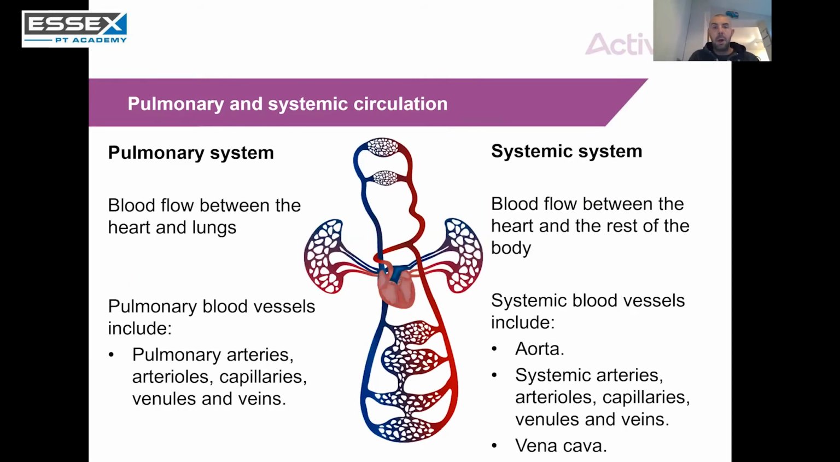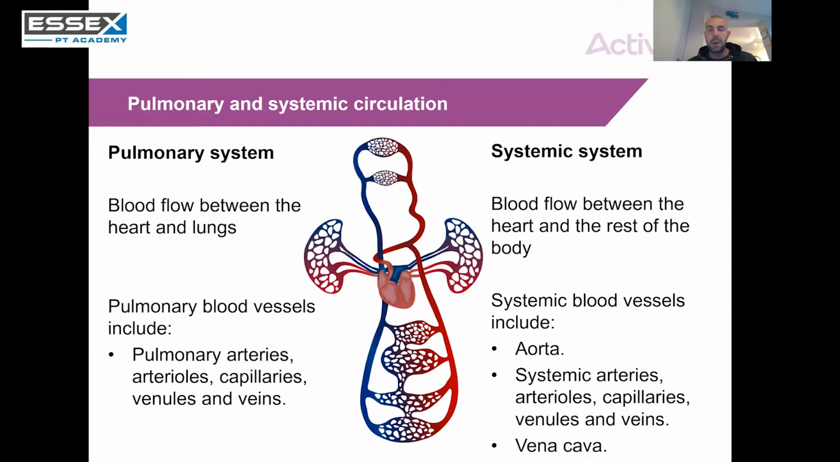So here we go. Pulmonary and systemic circulation. So we've got the pulmonary system, which is the blood flow between the heart and the lungs. So it's everything that goes between the heart and the lungs. Pulmonary blood vessels include pulmonary arteries, arterioles, capillaries, venules, and veins. Okay, and then we've got the systemic system. So this is the blood flow between the heart and the rest of the body. So the systemic blood vessels include the aorta, the systemic arteries, arterioles, capillaries, venules, and veins, and the vena cava.